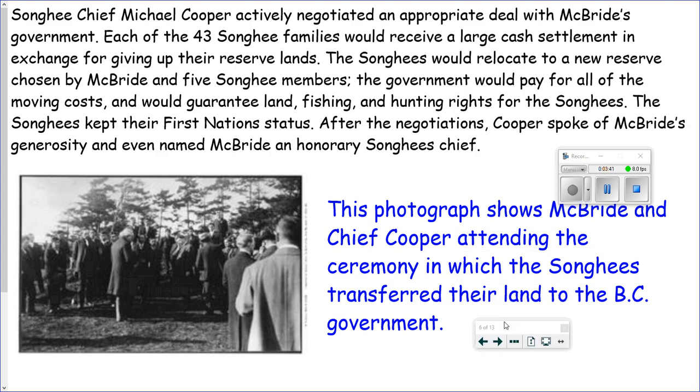Songhee chief Michael Cooper actively negotiated an appropriate deal with McBride's government. Each of the 43 Songhee families would receive a large cash settlement in exchange for giving up the reserve lands. The Songhees would relocate to a new reserve chosen by McBride and 5 Songhee members. The government would pay for all of the moving costs and would guarantee land, fishing, and hunting rights for the Songhees. The Songhees kept their First Nations status.